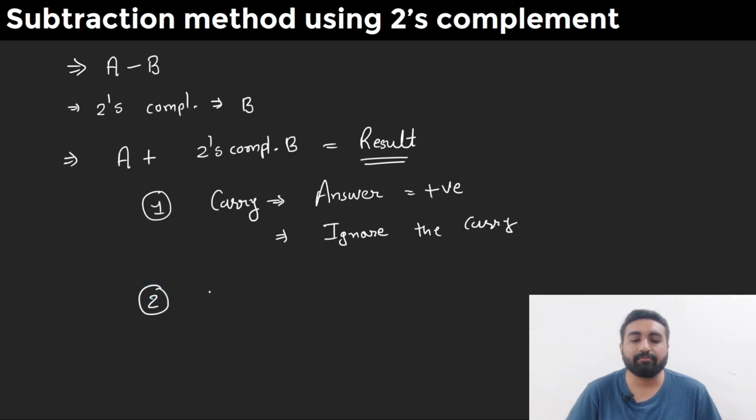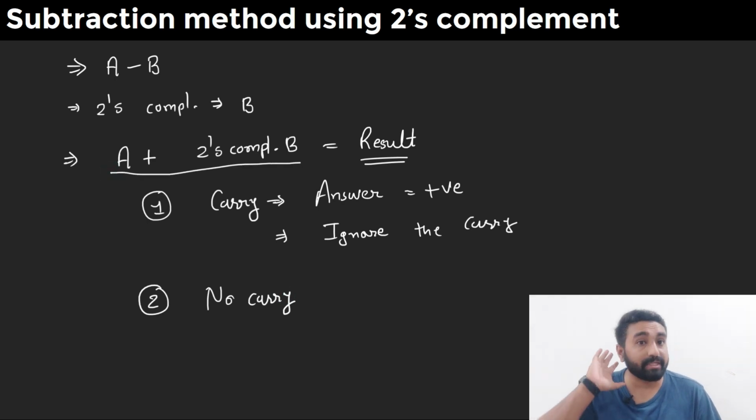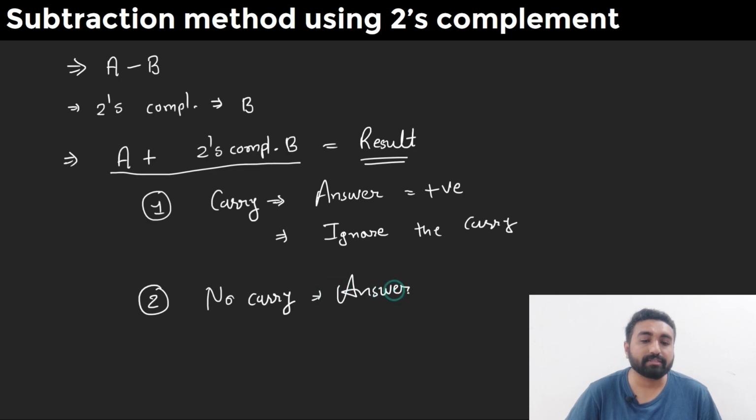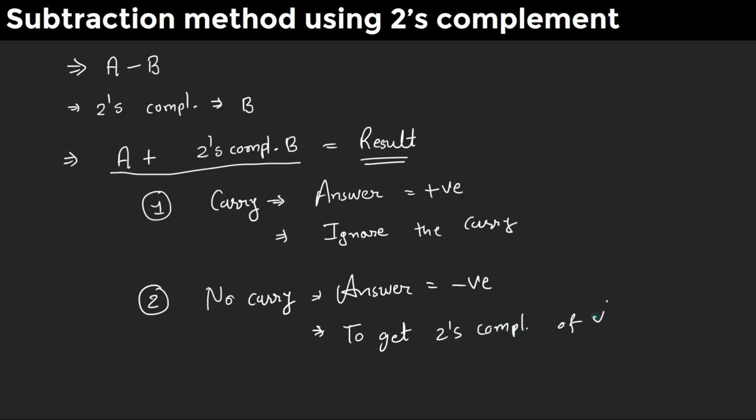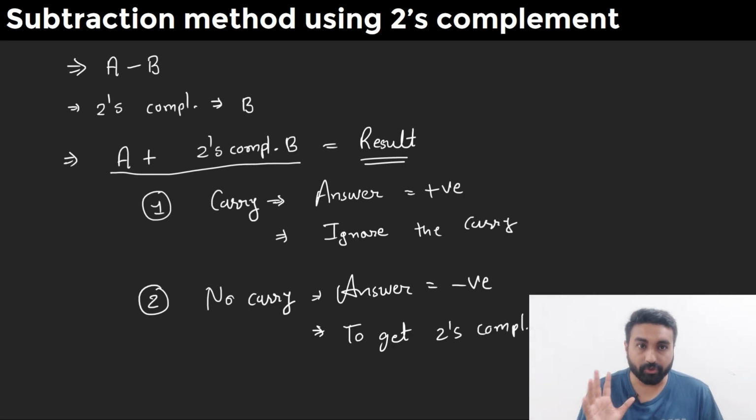In the second scenario, after doing the addition A plus the 2's complement of B, if there is no carry in the result, it means that your answer is negative, and you need to get the 2's complement of your answer. That will be your final answer. So these are the steps that you need to follow to do subtraction using the 2's complement method.